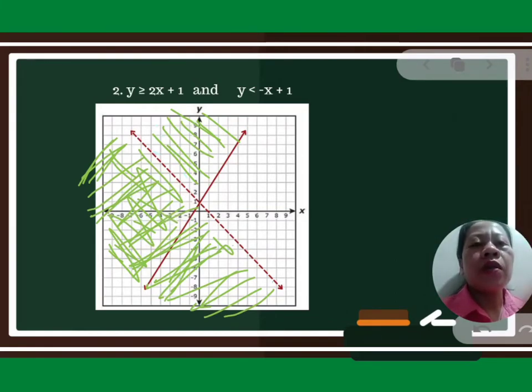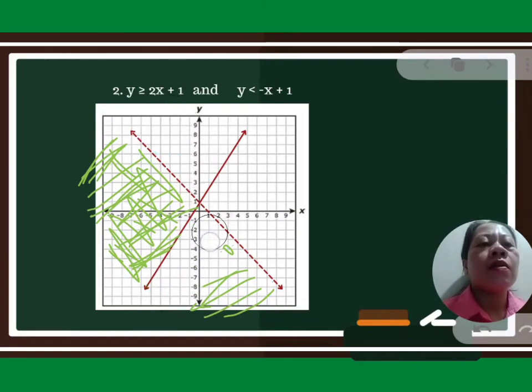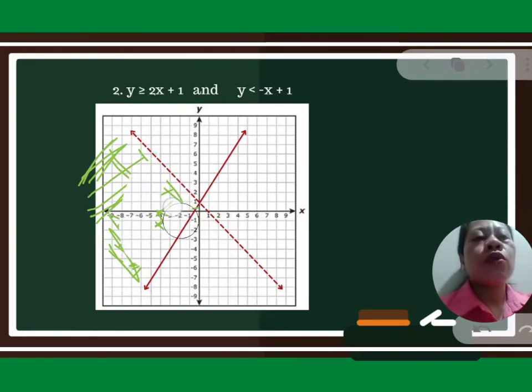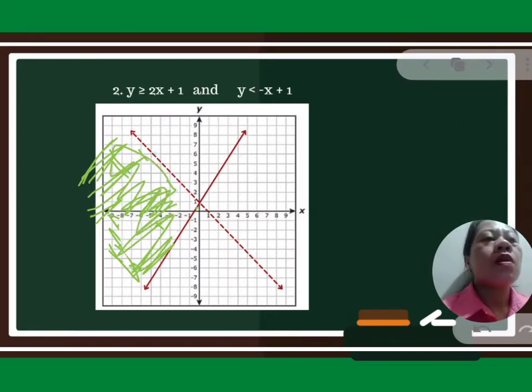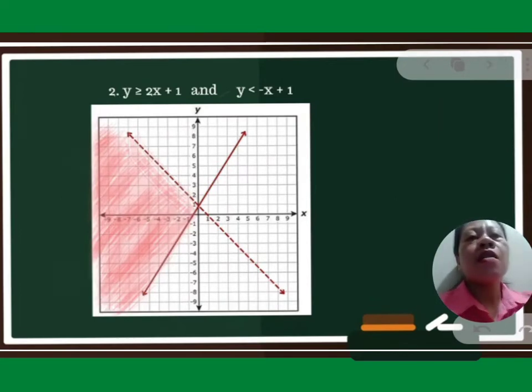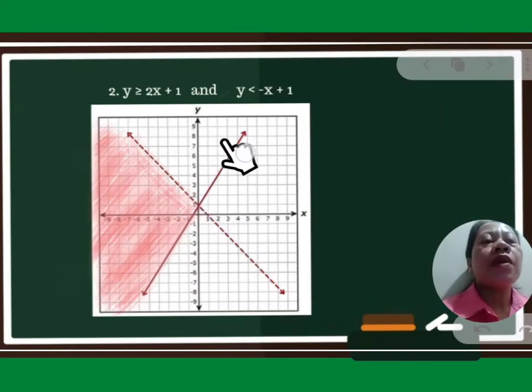So, itong part na hindi parte ng solution, pwede po natin burahin yung sinishade natin kanina. Ayan. Para makita nyo na lang ay yung region of intersection ng dalawang planes. Okay, so ito po yun. So, ito yung part na solution to the system. Okay. So, just like this one. Okay. So, this is the graph of the system of linear inequalities in number 2. Now, let us have number 3.